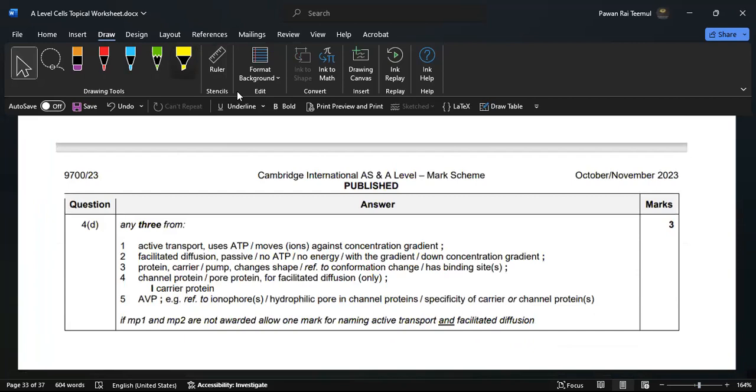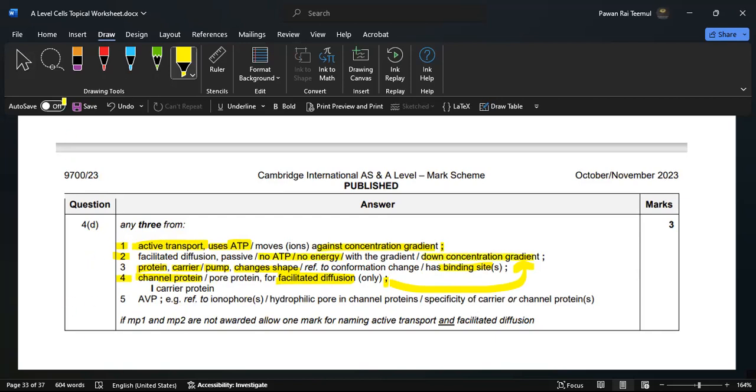So what would be the suggestion? Outline the ways in which ions move. They move by active transport, that is by the usage of ATP against the concentration gradient. That's one mark. Then you may talk about how a carrier protein or pump changes shape, with binding sites. Channel proteins are more for facilitated diffusion. That would be my second mark, perhaps. Then you elaborate a bit on facilitated diffusion: no energy and down the concentration gradient will be the third mark.